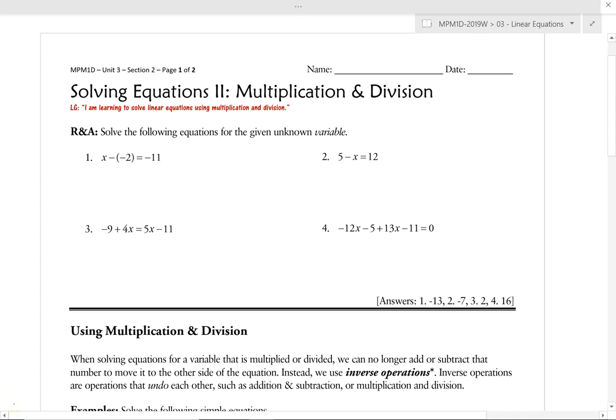Hey grade 9, welcome to Unit 3, Section 2, Solving Equations by Multiplication and Division. In this lesson we're going to learn to solve linear equations using multiplication and division.